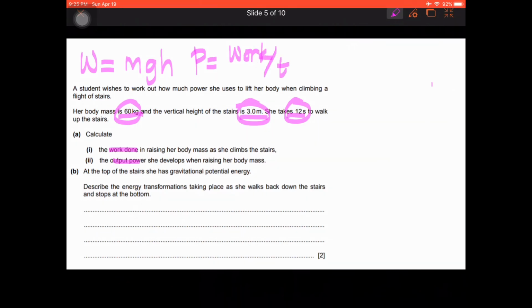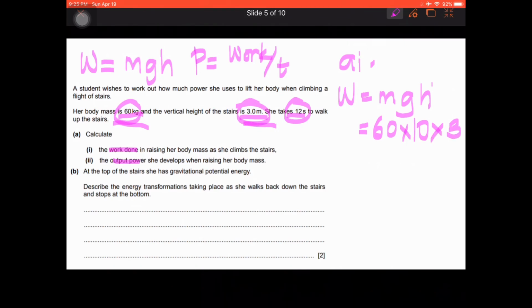Okay, so let's work out A1 first. We know that work here is equal to m times g times h. M is 60 kilograms, gravitational field strength is 10, and h given here is 3. So 60 times 10 times 3, we will be able to get 1,800 joules. If you answered 1,800 newton meters, this is also accepted. Usually this is just a one mark question.